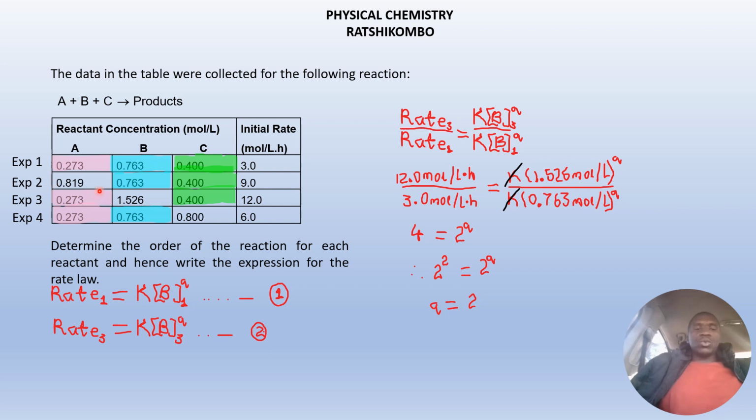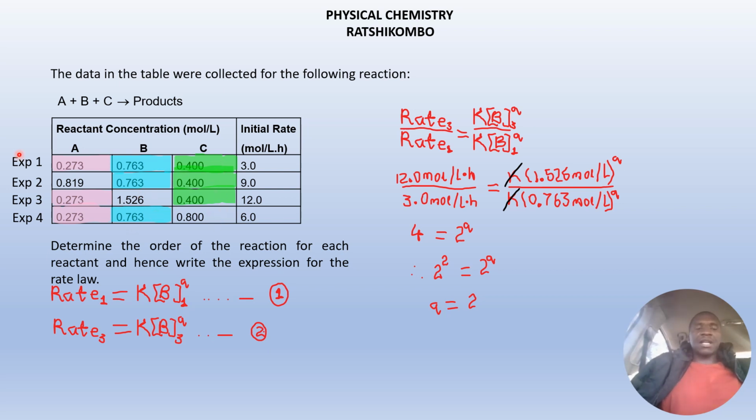Which experiment do we have A and B constant and C is the only one that is changing? If you check 1 and 4, you will realize that for experiments 1 and 4, A is constant, right? 0.273, 0.273. For B in experiments 1 and 4, we have 0.763, 0.763. So obviously A and B for experiments 1 and 4 are constant. What about C? For experiments 1 and 4, C is not constant.